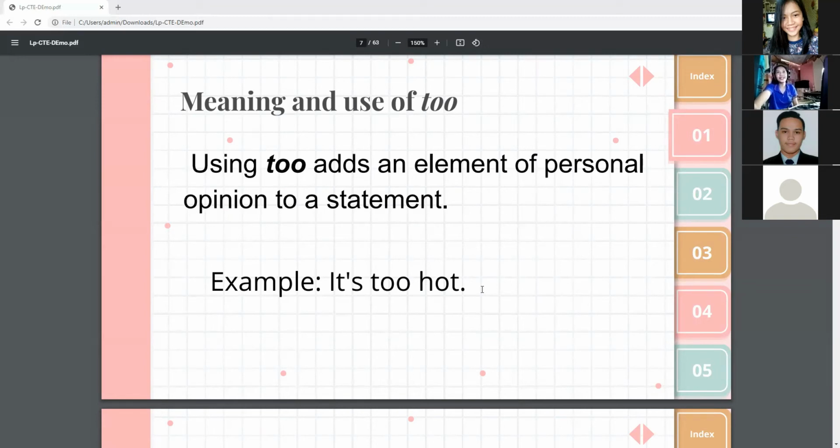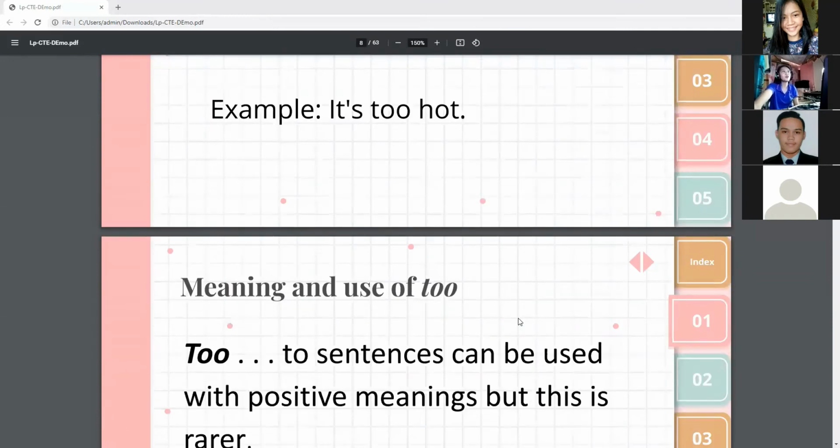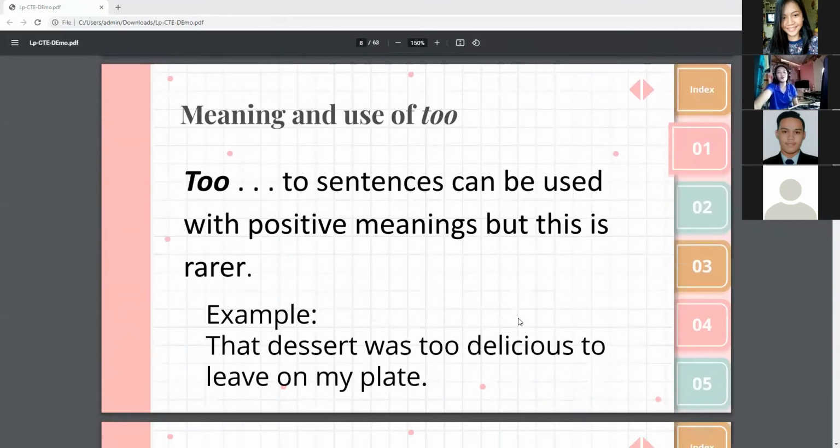Did you guys get it? Yes, ma'am. But when we add "too", our personal opinion adds onto the word hot. It means the temperature is higher. Okay, get it? Yes, ma'am. Okay, very good.